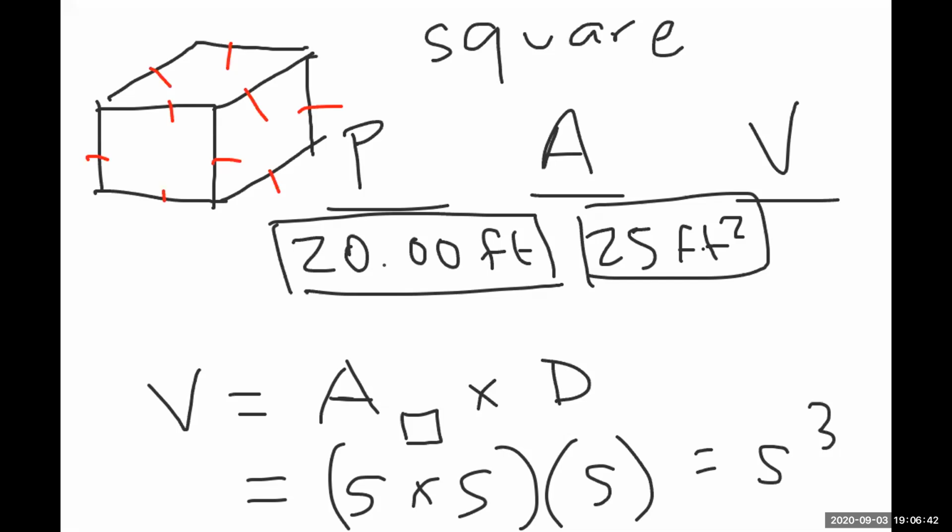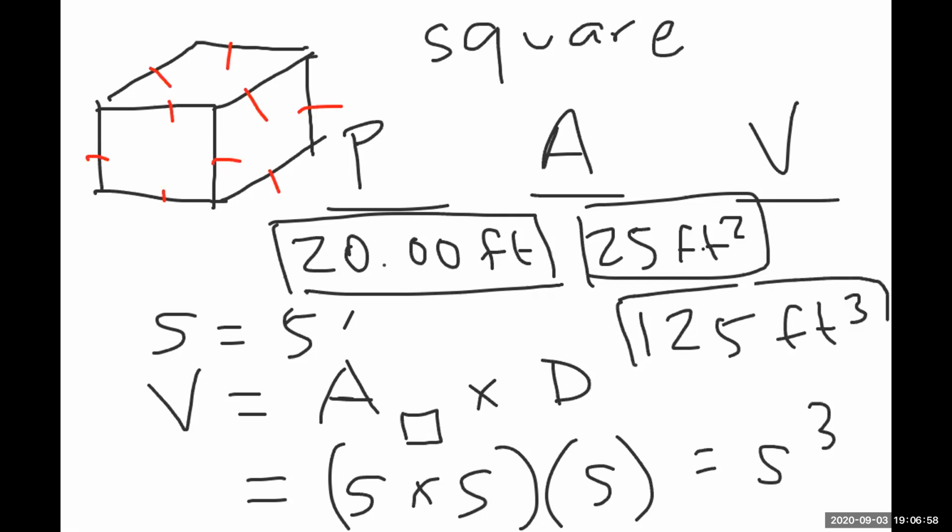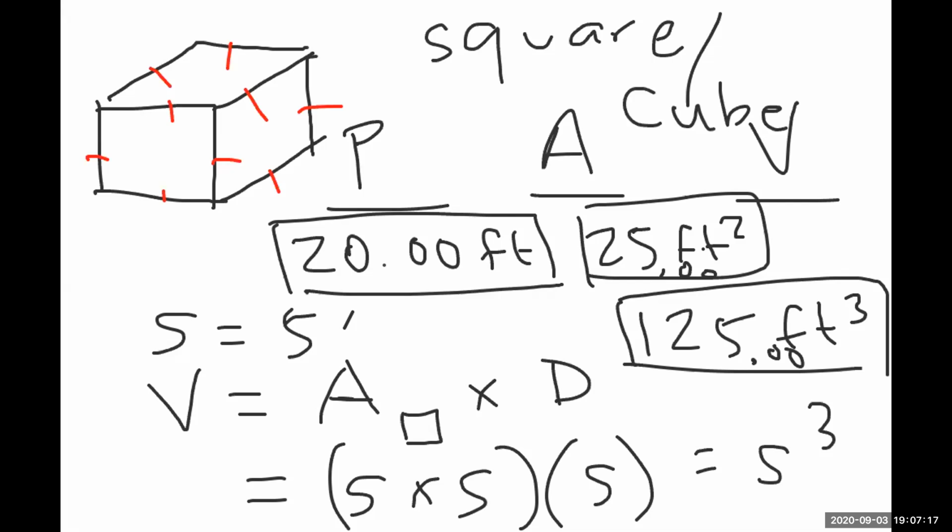Again, if the side is 5 feet, okay, we would have 5 times 5 times 5, which is 125.00, getting lazy, okay? 125.00 cubic feet. So that's for a square and a cube, okay? Alrighty, moving onward.